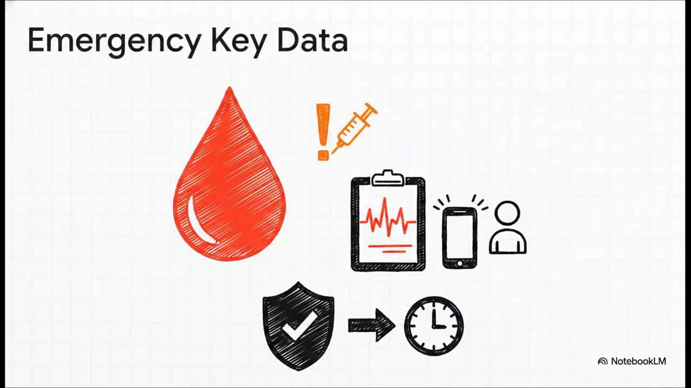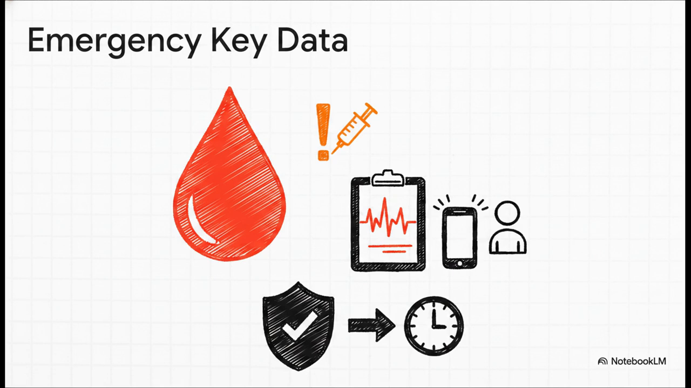Look at the critical details that are immediately surfaced for the provider. His O-positive blood type is massive and front and center. His severe penicillin allergy is highlighted in bright orange so you can't miss it. His chronic condition, type 2 diabetes, is clearly listed right alongside an immediate phone number for his emergency contact Priya Sharma. And crucially, look down at the bottom.